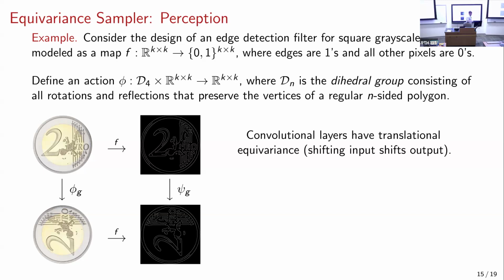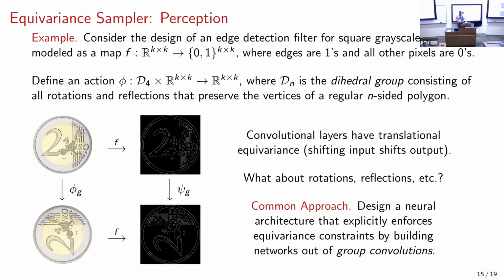I want to remind you that convolutional neural networks owe one of their successes to the fact that they have translational equivariance. In other words, shifting the input will also shift the output of a convolutional filter, maybe for a much more complicated one than this one. The question is, what about rotations and reflections? These are other transformations which we might also want to preserve, right? A common approach, which is a whole line of work I'm not going to go into detail about, is designing neural network architectures that explicitly enforce equivariance constraints for other transformation groups besides translation, often through what are called group convolutions, or generalizations of convolutions. And Mani's talk later will talk a little bit more about this in detail.